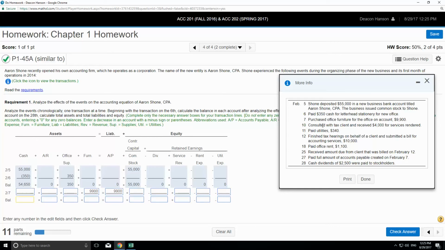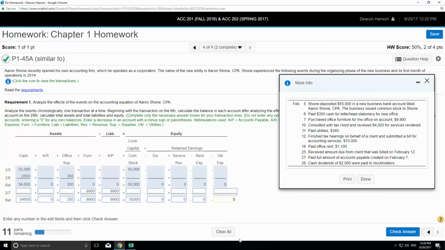And then we go back and we balance. So 54,650. Don't forget to put zeros in when zeros pertain, right? And I'm working with the previous balance and adding the most recent transaction. Okay, so that's why I'm pulling that 350 down. 9,900. Okay, 55. Does that make sense so far?